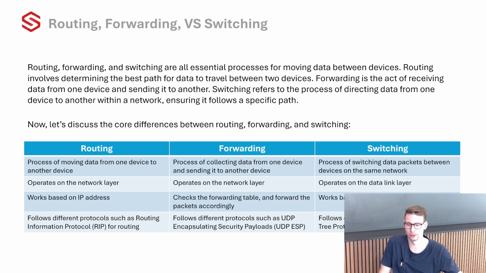So another crucial point. And then we have the switching. Switching refers to processing and directing data from one device to the other within the network. And what is also important is that it ensures a specific path between devices, so we can predetermine the path between the devices. So those are the 3 points: routing, forwarding, and switching. Here again, just to summarize it, what routing, forwarding, and switching basically is, written down here.